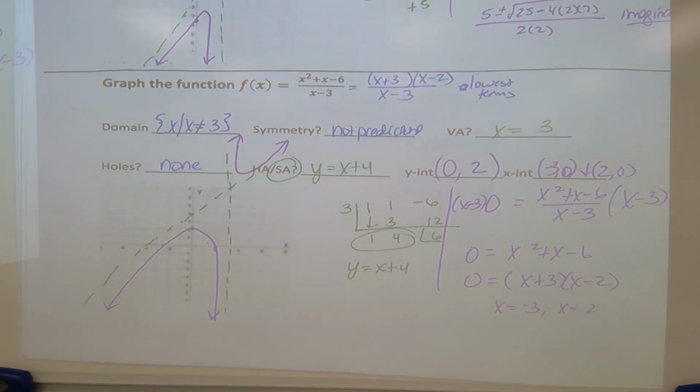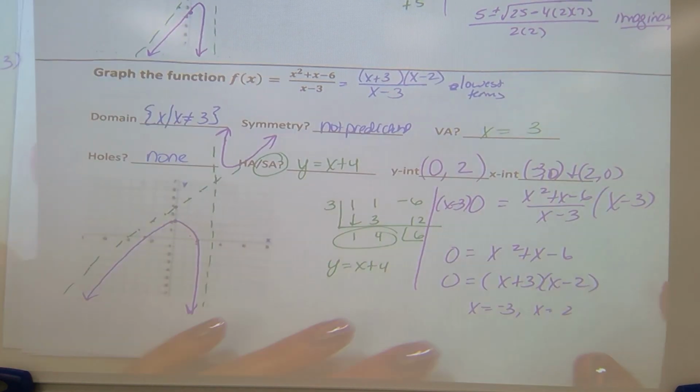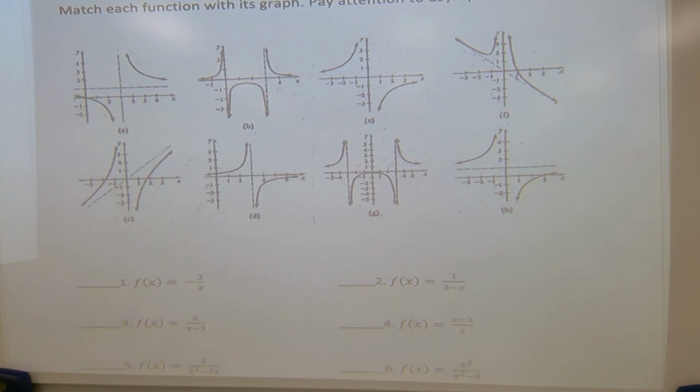I can either do an additional point to check, or I can have confidence in what I have started to see going on with my rational functions. All right, let's switch over and do that final matching function page. It says to pay attention to asymptotes.